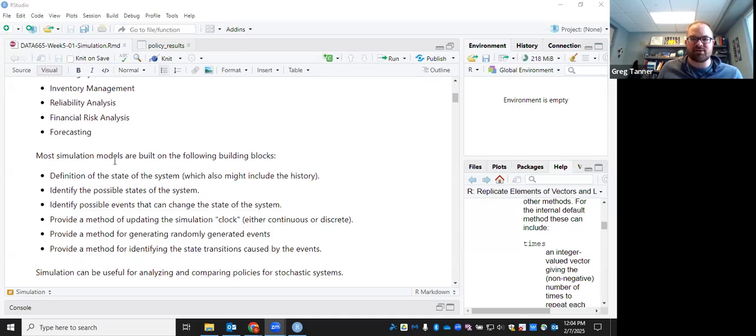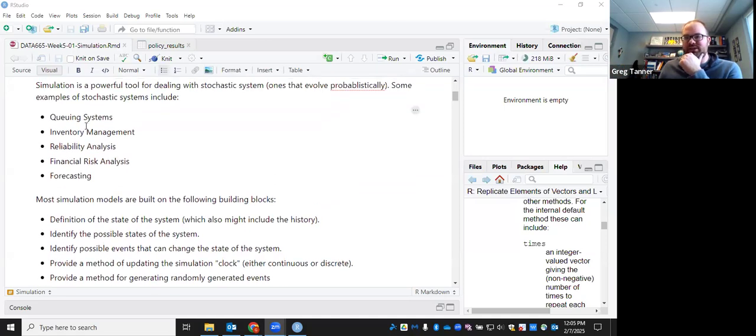Most simulation models are built on the following building blocks. If you can ask yourself this series of questions, then you're most of the way to building your simulation. The first building block is the state of the system. What information do you need to know to have a snapshot of the system and then predict what's going to happen next, or what could happen next?